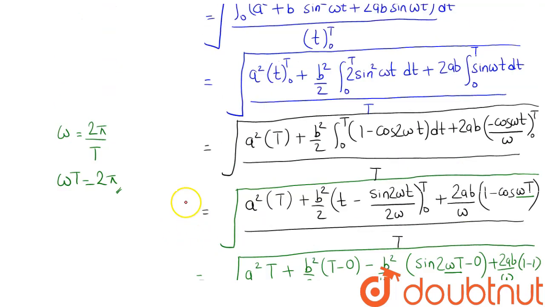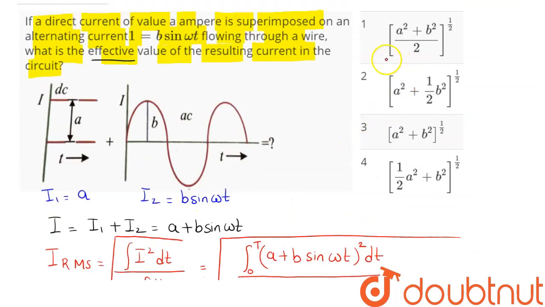Hence amongst the 4 options, we can see our option number 2 is the correct answer. Hence we can say 2 is our answer, that is the effective value of the resulting current in the circuit is root under A square plus B square by 2, hence 2 is our answer.